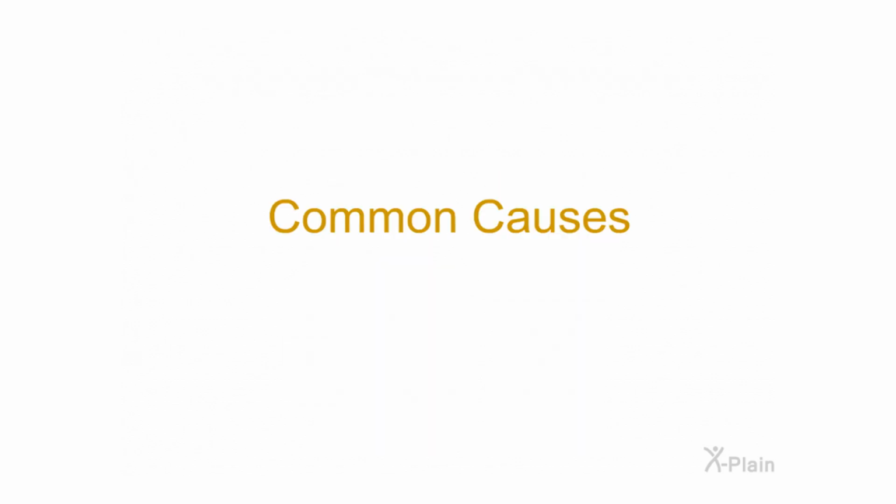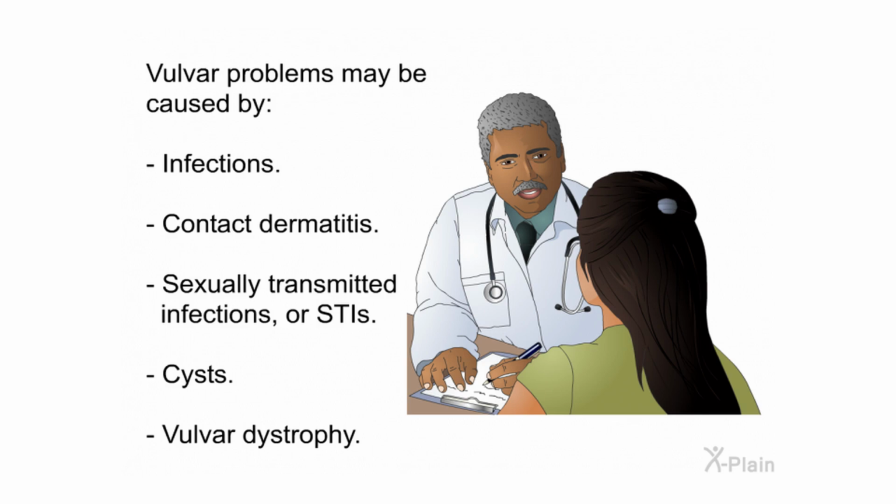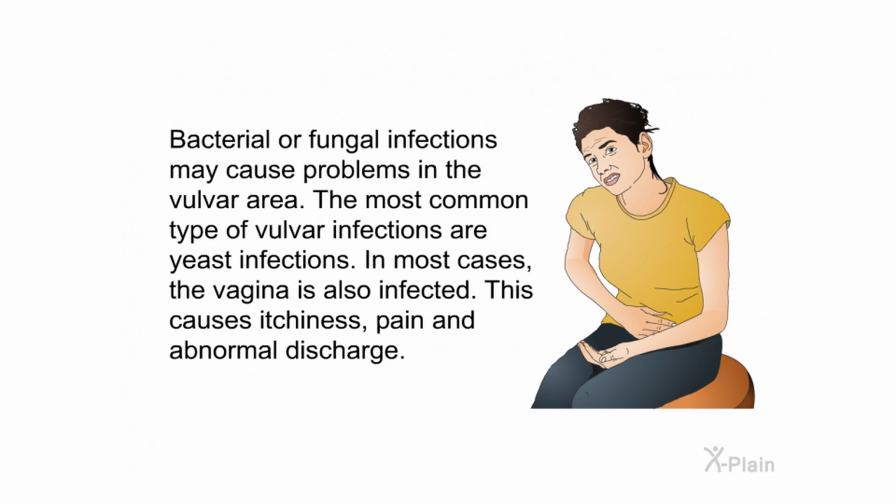Common causes. Vulvar problems may be caused by infections, contact dermatitis, sexually transmitted infections or STIs, cysts, vulvar dystrophy. Bacterial or fungal infections may cause problems in the vulvar area. The most common type of vulvar infections are yeast infections. In most cases, the vagina is also infected. This causes itchiness, pain, and abnormal discharge.